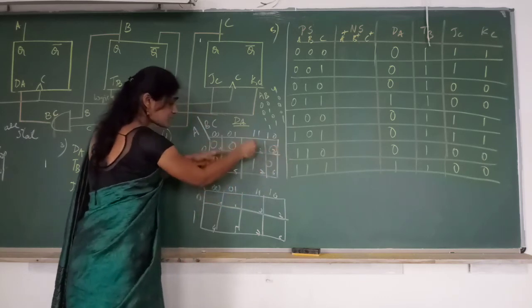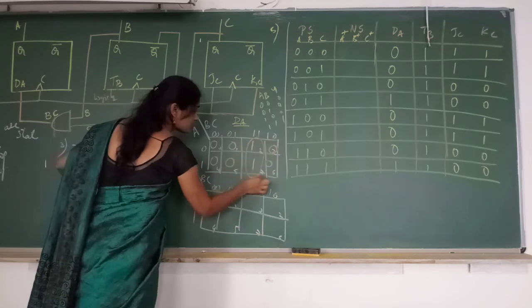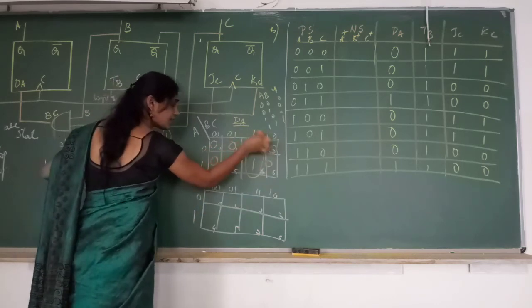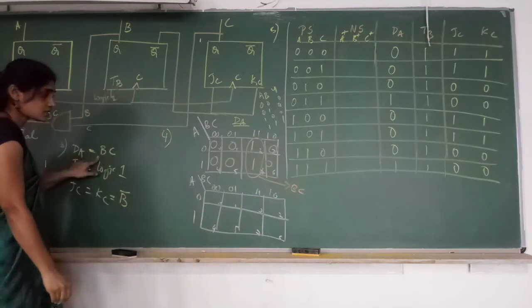So just group these two and check whether you are getting DA as BC. Group these two, A will get cancelled. Are we getting BC? Yes, we are getting BC. So the truth table is right.